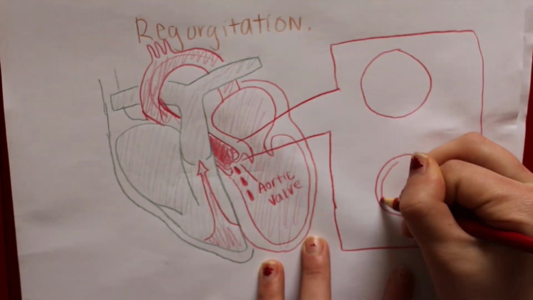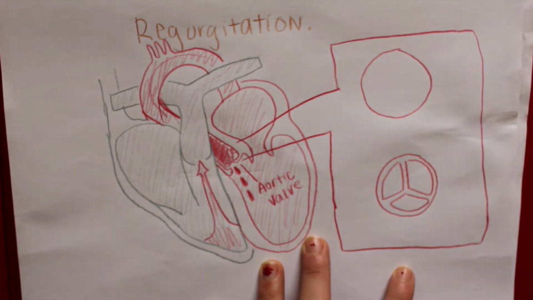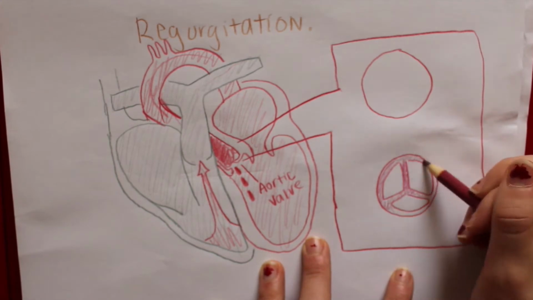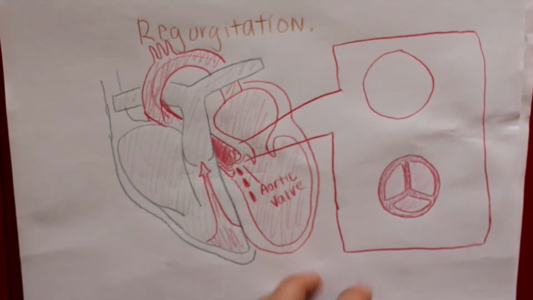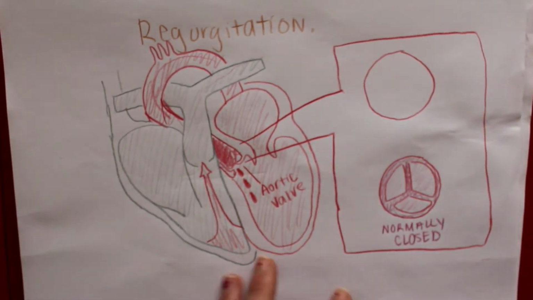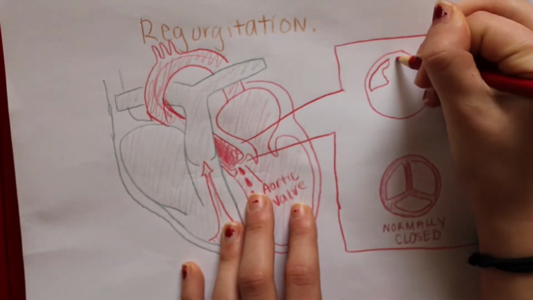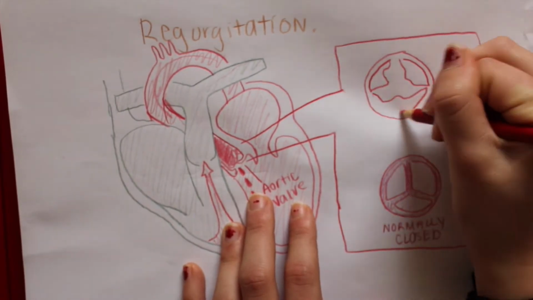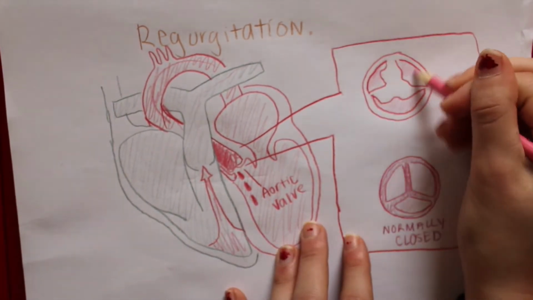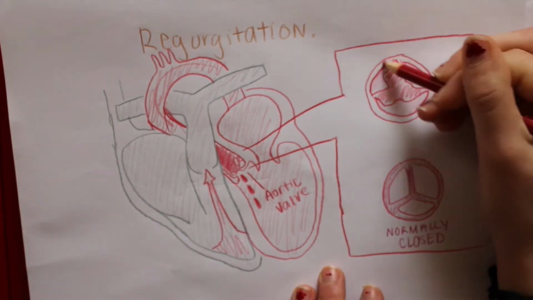Now you can see what a normal valve looks like. It closes tightly and fully covers the aorta to prevent blood from coming back. In regurgitation, though, the valve does not close properly and thus causes leakage. The blood is then able to leak back into the left ventricle as opposed to going through the aorta into other parts of the body.